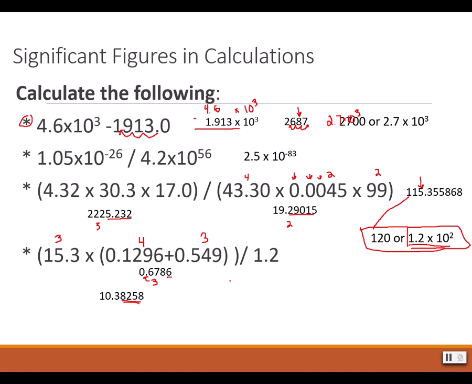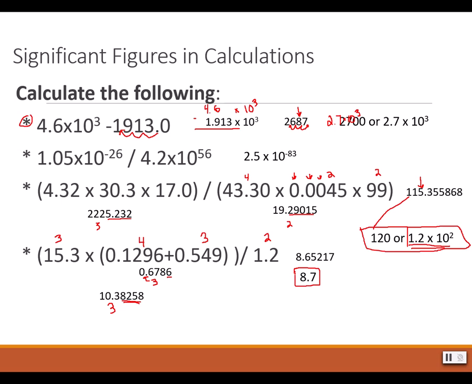Now I'm finally going to divide by the 1.2, which has a grand total of 2 sig figs. When I divide 10.38258 by 1.2, this is what should spit out of your calculator. But how many sig figs should I report? Well, the 1.2 has a total of 2 sig figs. We said that this intermediate step had a total of 3 sig figs. So I should only report 2 significant figures for my final answer. And with rounding, that should give you a final answer of 8.7.